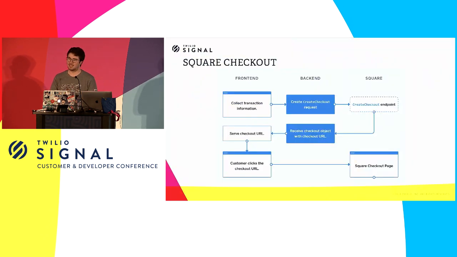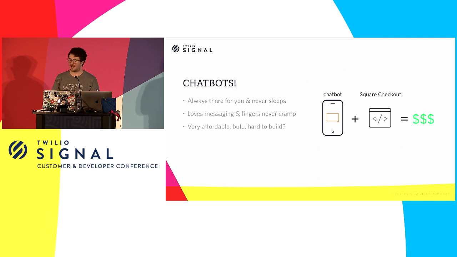Square Checkout can be embodied by this complicated flow diagram, but it's a traditional kind of off-site checkout experience. So you might be at an e-commerce store trying to buy something online. They'll redirect you to a Square-hosted page. You put in all your credit card details there and get redirected back to your site. It works pretty well, but it also is really good for headless situations where you don't have a front-end store or an e-commerce site, situations where you might perhaps be using a chatbot.